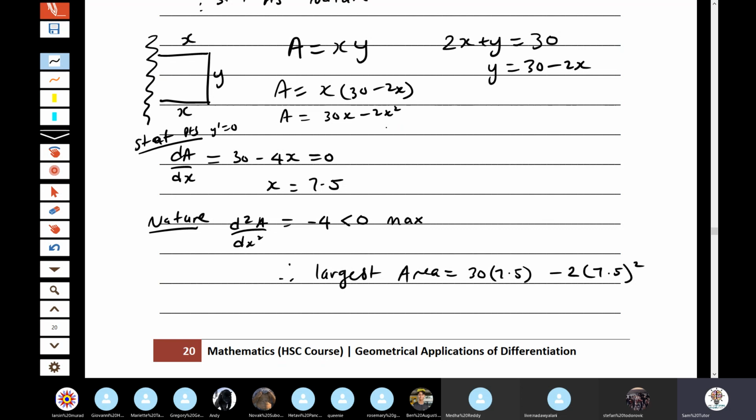You could have subbed it into xy, but that means you would have had to find y, which is 15. Right? 7.5 times 15, technically. Same thing, which is 112.5 meters squared. Done. So like I said, from stat points onwards, really, it's nothing. It's really nothing.